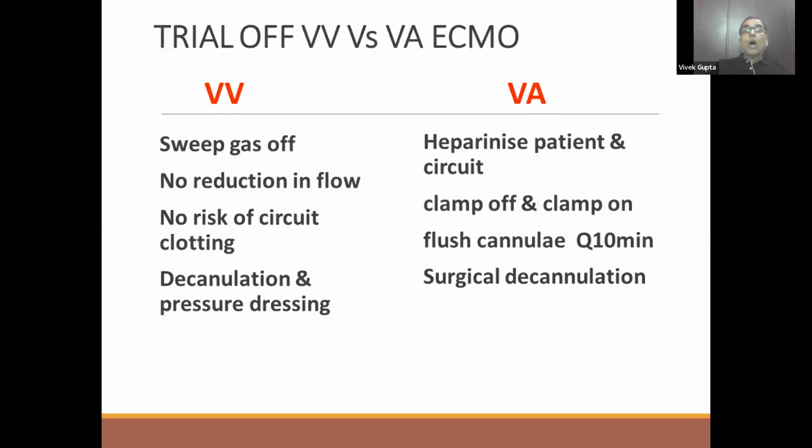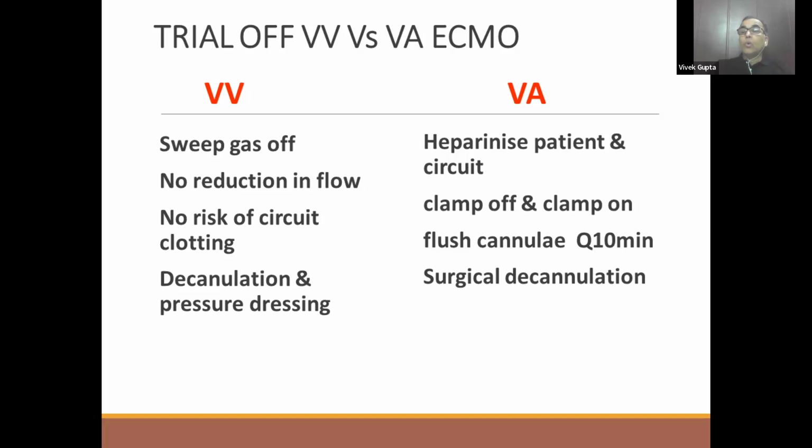Okay, so how is VV-ECMO different from VA-ECMO? In the VV-ECMO, we switch off the sweep gas flow, while in the VA-ECMO, we reduce the flow to a minimum and we clamp off and clamp on our line for 10 minutes and then we flush for 10 seconds. In the VV-ECMO, we do not reduce the flow, so there is no risk of circuit clotting.